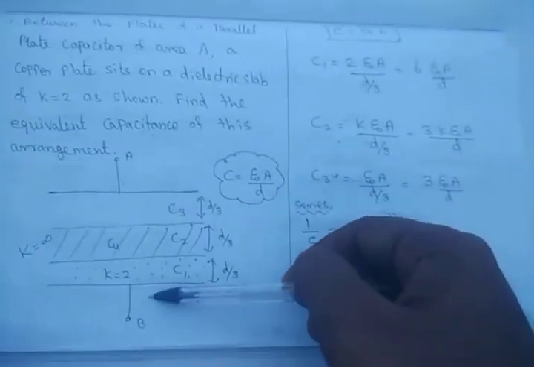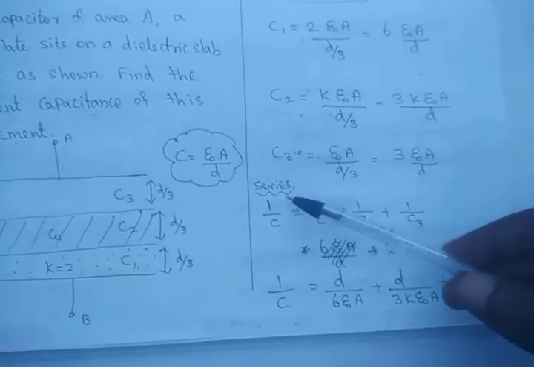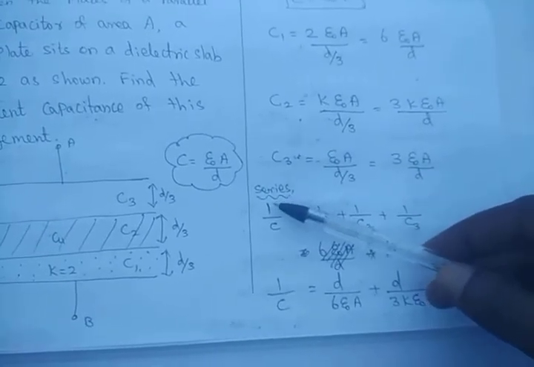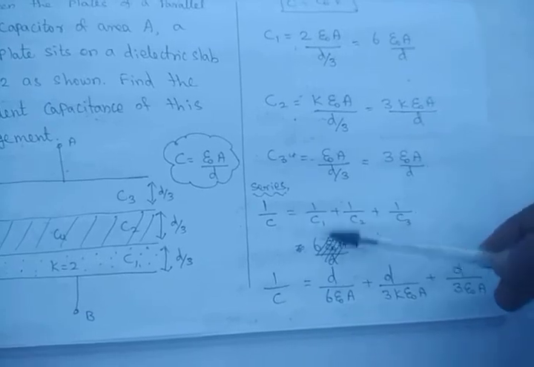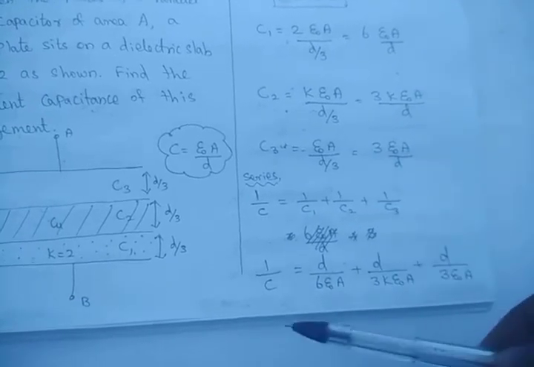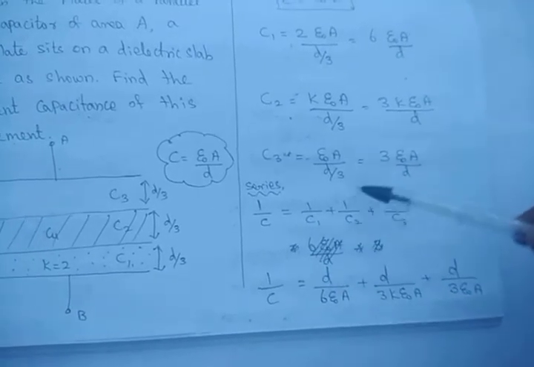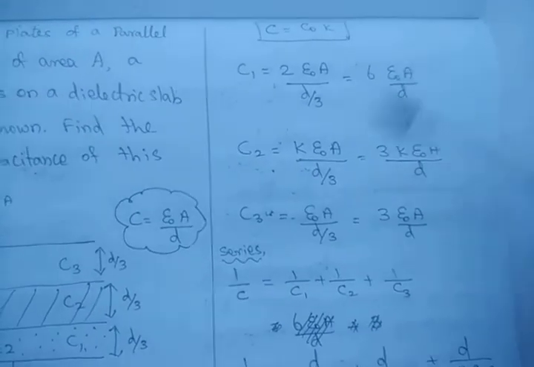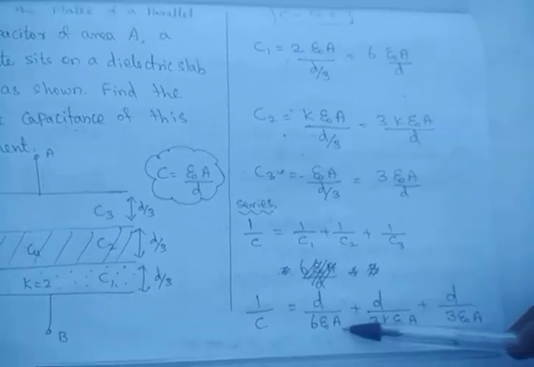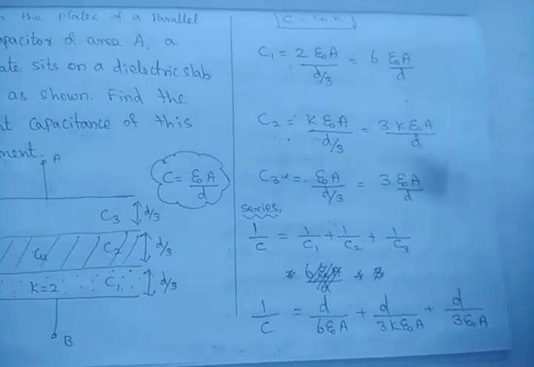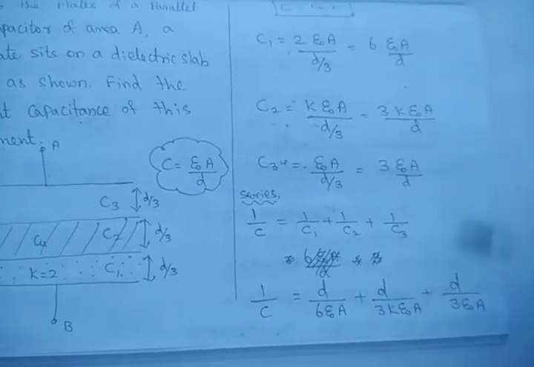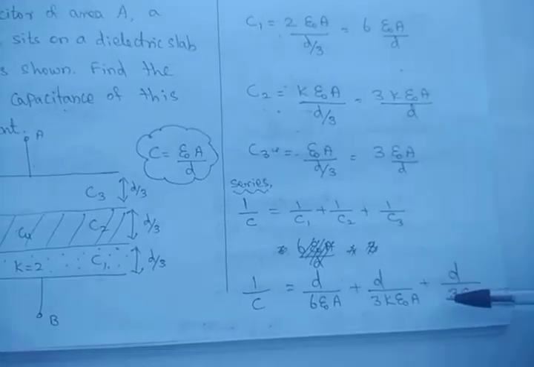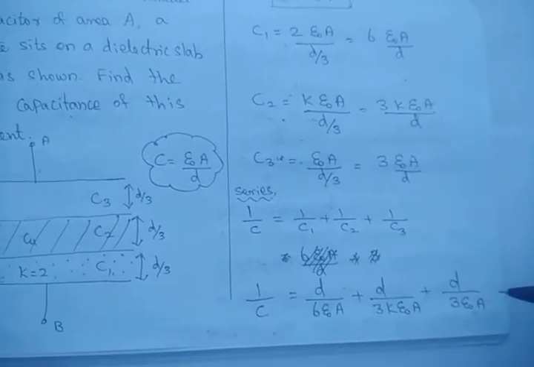But these three are connected in series arrangement. So the formula for series arrangement of capacitance is 1 by C equal to 1 by C1 plus 1 by C2 plus 1 by C3. So 1 by C is equal to, what is C1? For 1 by C1 we have to take the reciprocal: D by 6 x lambda naught A, and for C2, D by 3K x lambda naught A, and for this one, D by 3 x lambda naught A.